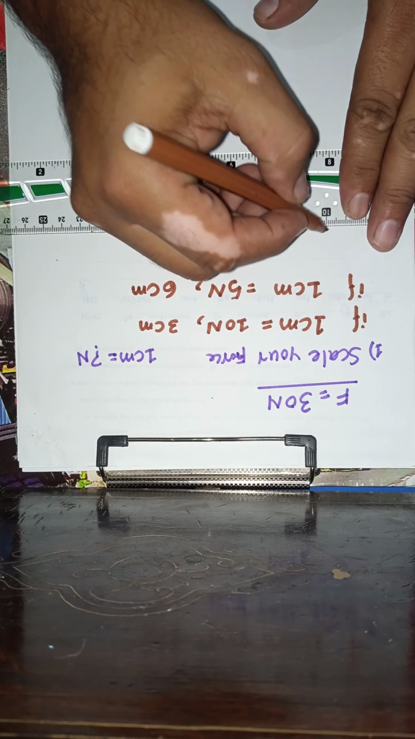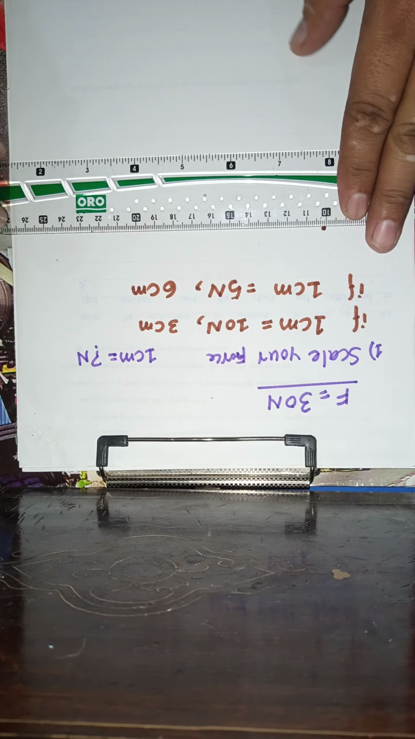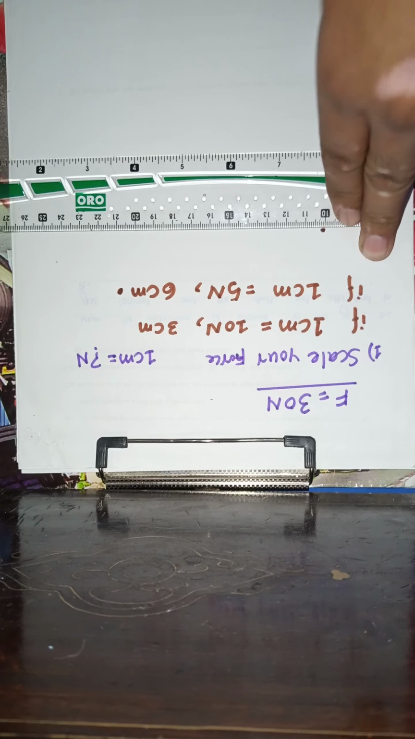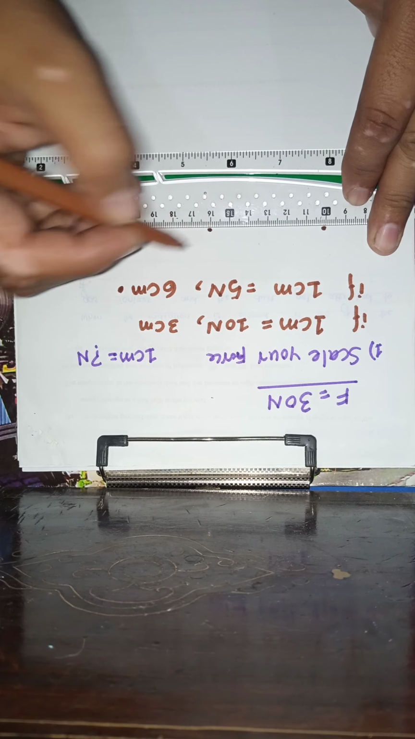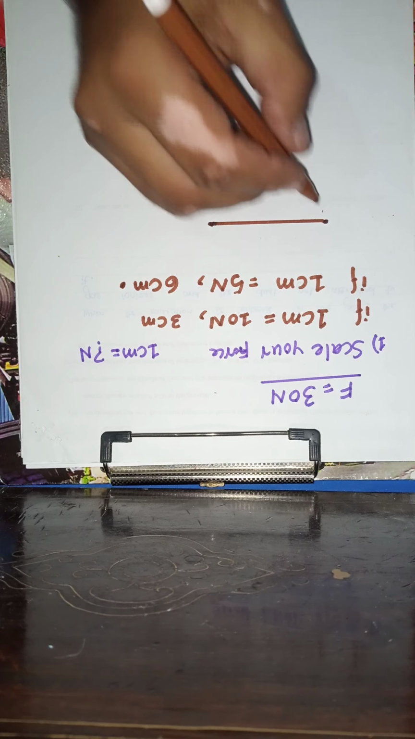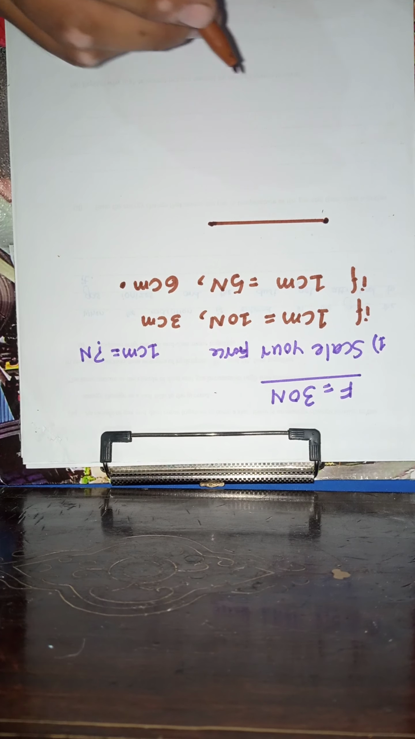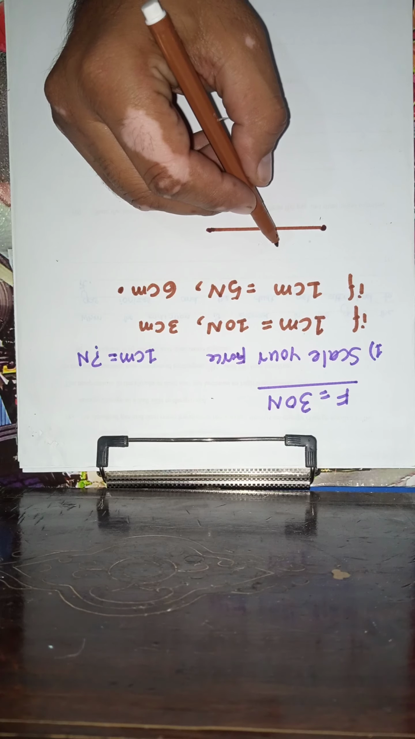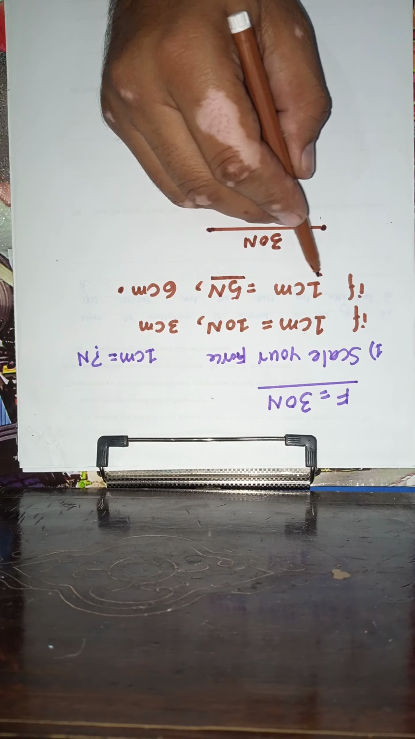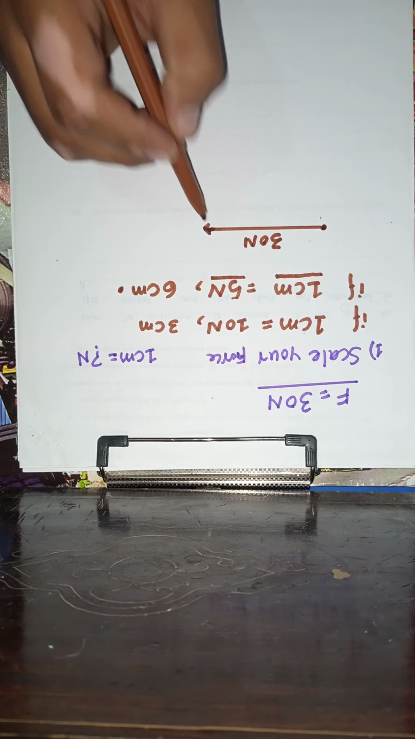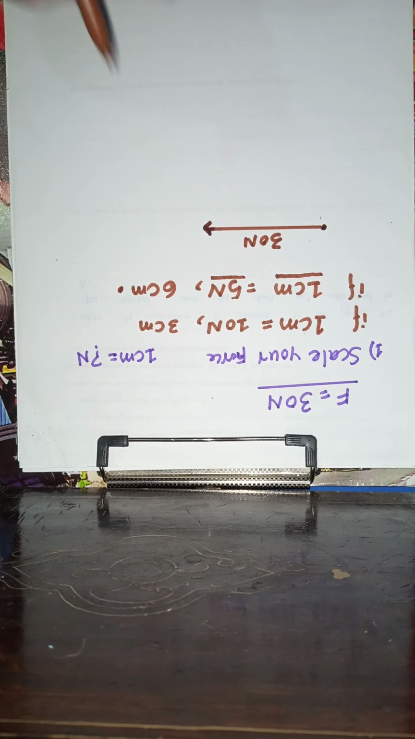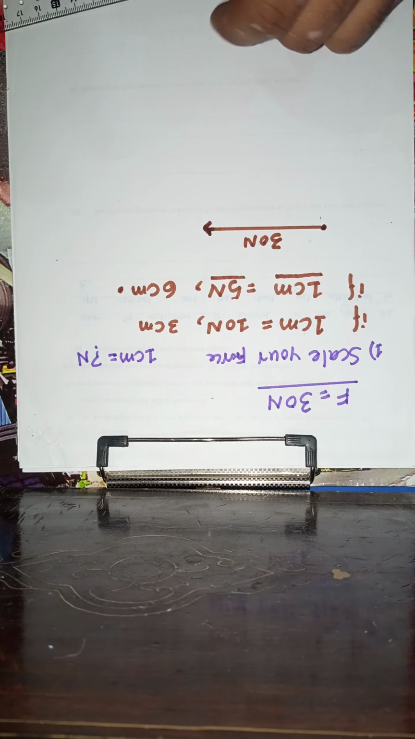Suppose I'm starting this from 10, and if I follow this scale of 6 centimeters, then it should reach 16. So I will draw a line, and this line shows that the length of the force, or length of the vector, is 6 centimeters, which is equal to 30 Newton. Why? Because 5 newtons are equal to 1 centimeter, so the total is 6 centimeters. I have shown an arrow over there. So this is one force which is acting in this direction.